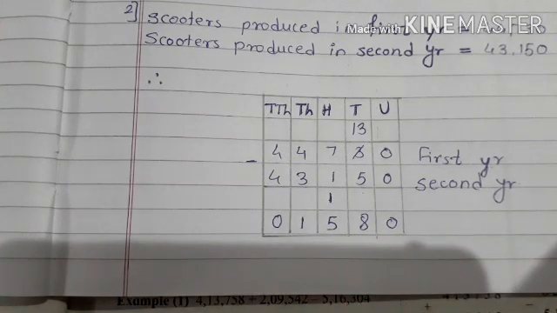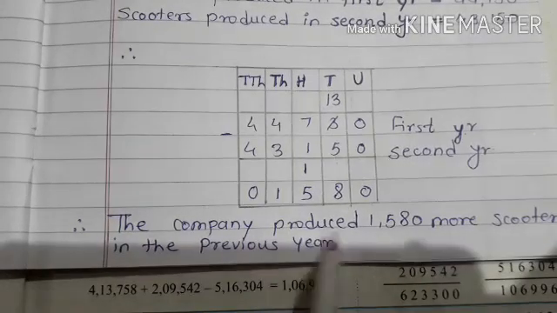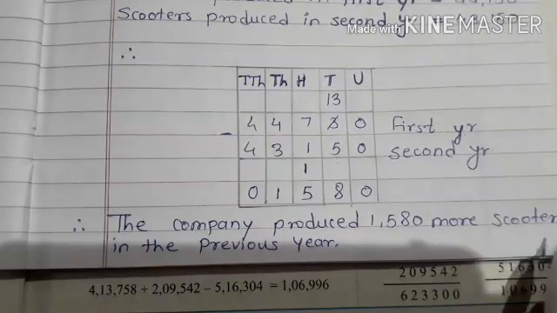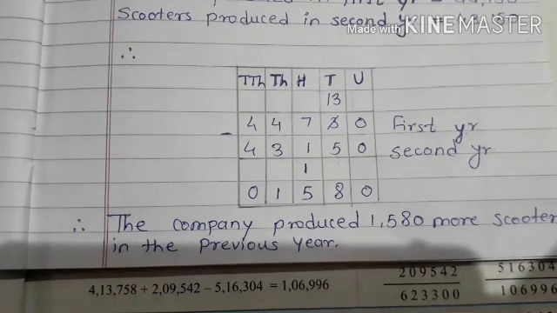Understood everyone? Okay. Therefore the company produced 1,580 more scooters in the previous year. Understood everyone? Okay, so let's see now the third example.